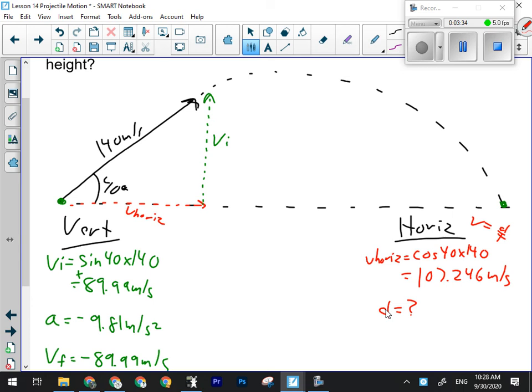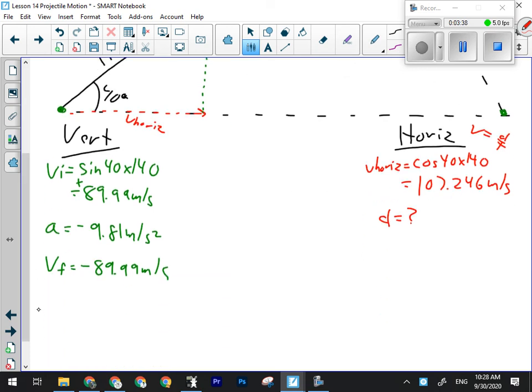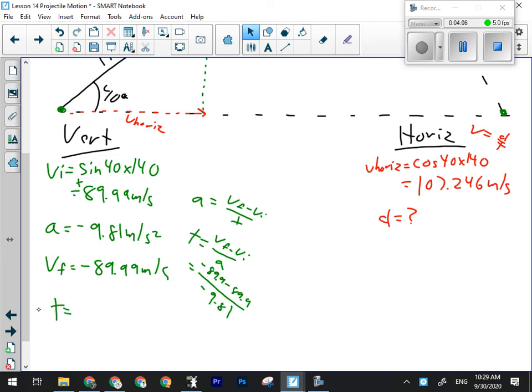I don't have time. If I'm going to use v equals d over t, I need to have t. So I've got to look to my vertical information where I do have enough information to calculate t, because I have the initial and final velocities as well as the acceleration. So I'm going to use this formula, a equals vf minus vi over t. So t will equal vf minus vi over a, and that will mean negative 89.9 minus 89.9 over negative 9.81, and that will give me the time of flight.